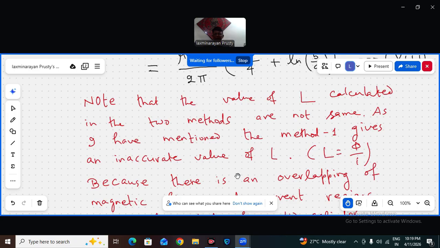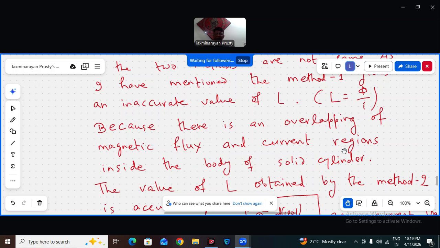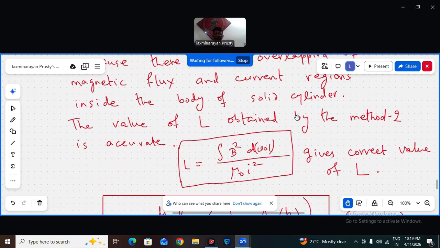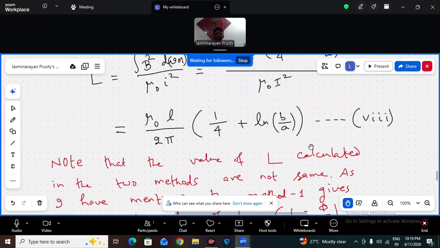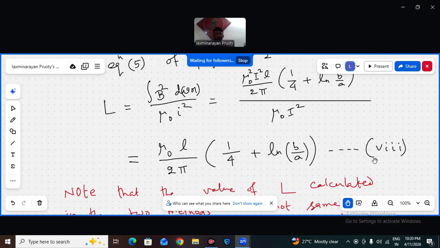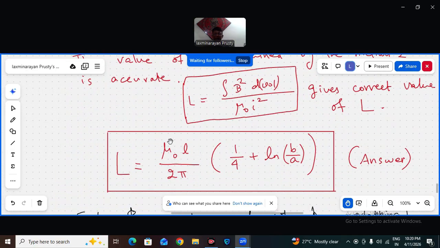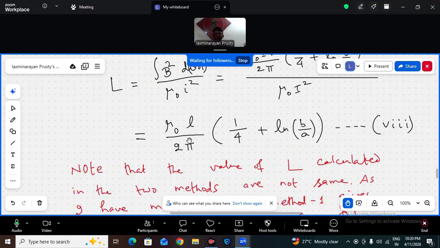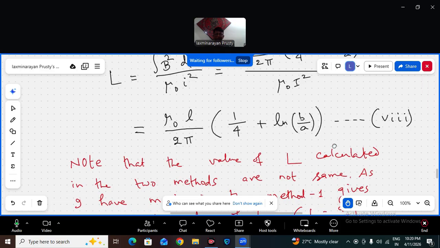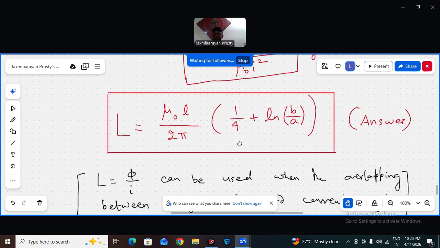L is flux by I is inaccurate because there is an overlapping of magnetic flux and current regions inside the body of the solid cylinder. So the value of L obtained by method 2 is accurate. We don't care whether they are overlapping or not, only B square d volume integration by mu naught I square. So the correct value of L will be mu naught L by 2 pi, 1 by 4 plus ln b by a. Again I am writing here, overemphasizing, this is the answer.